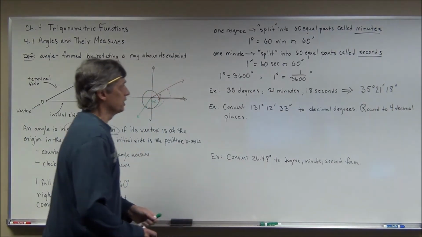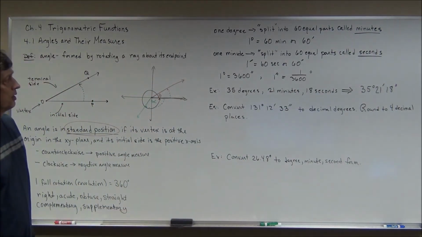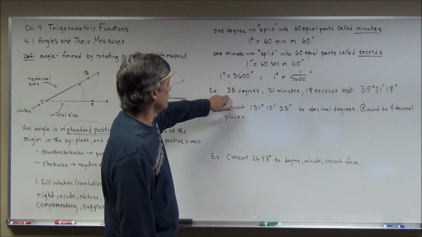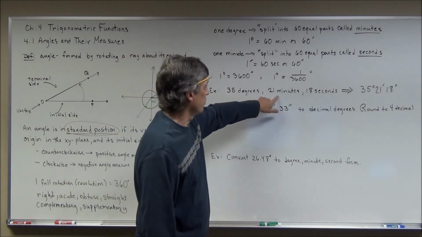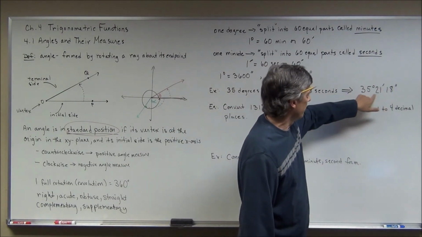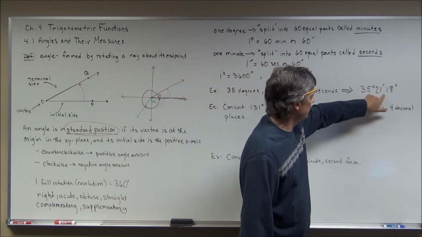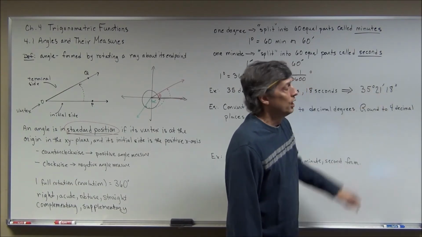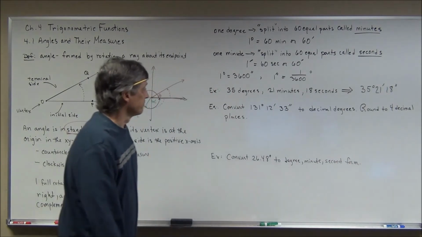So you can imagine how exact we can measure an angle if we break the degrees down into minutes and into seconds. In fact, we don't typically write it out with the words. If we have 35 degrees, 21 minutes, 18 seconds, we write it like this. We don't put commas in between, but we do put a little bit of a space in between each part of the measure. So 35 degrees, 21 minutes, 18 seconds.